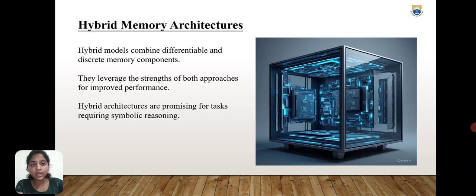Hybrid memory architectures. Hybrid models combine differentiable and discrete memory components. They leverage the strengths of both approaches for improved performance. Hybrid architectures are promising for tasks requiring symbolic reasoning.